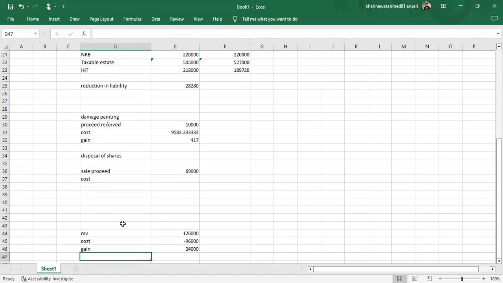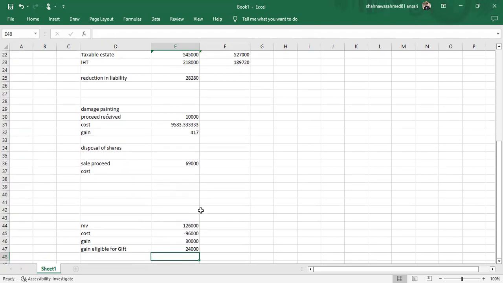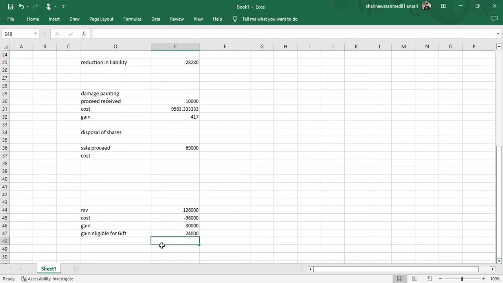So the gain is eligible for gift relief. But as there is a chargeable business asset, only 80%. So how much relief can we get against this? This is basically not 24, it's 30,000. But the gain is not 30,000. Why? Because this is 30,000 and we have 80% chargeable business asset. So our gain is restricted to 24,000 and 6,000 is immediately taxable, which the donor has to pay.